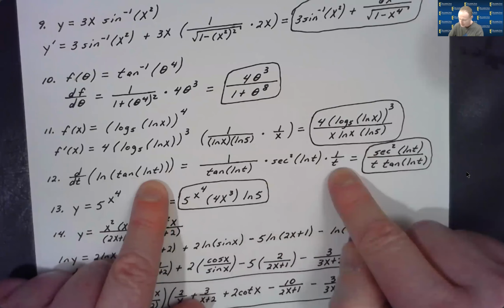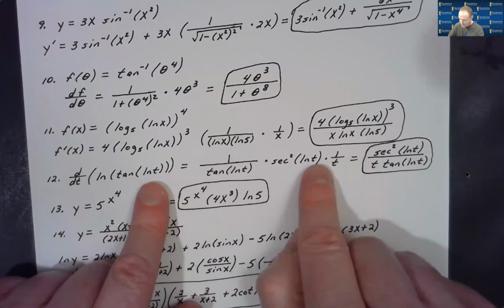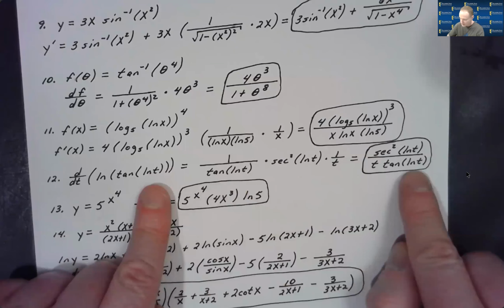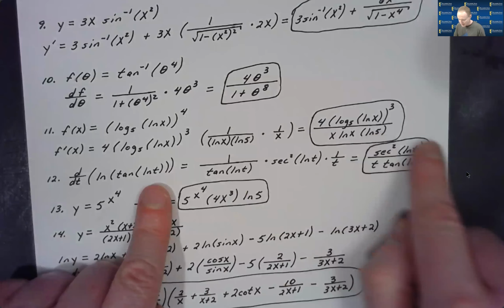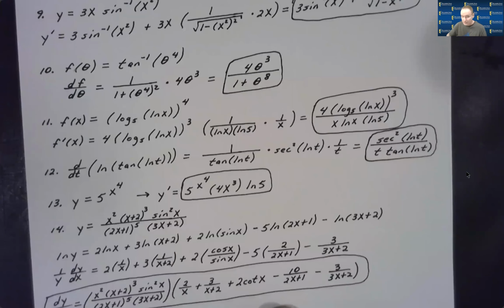So then I cleaned up my answer and said, this is nothing more than secant squared of the natural log of t divided by t times the tangent of the natural log of t. That answer is a nice final answer. For the next one here, number 13, we have a nice exponential function.